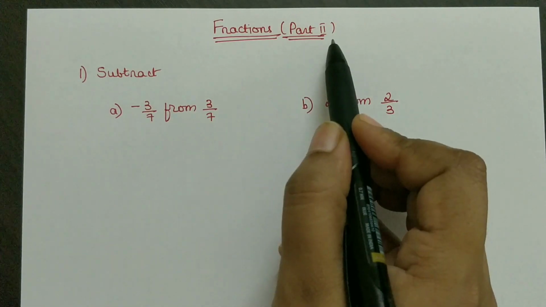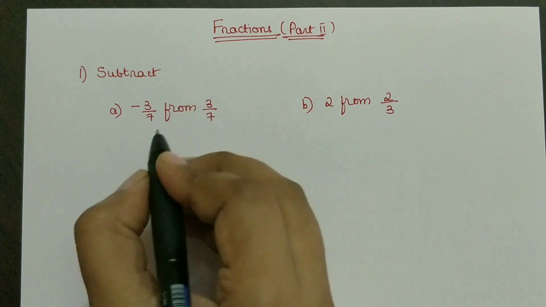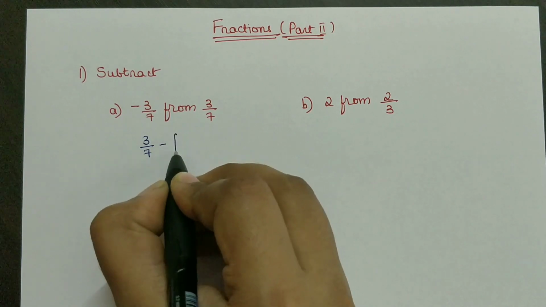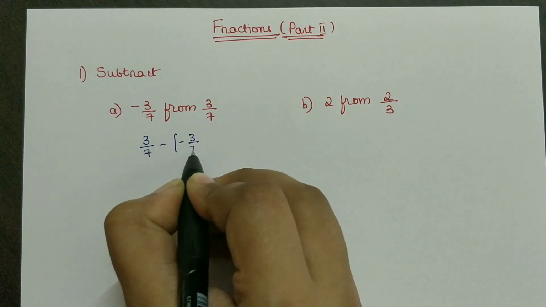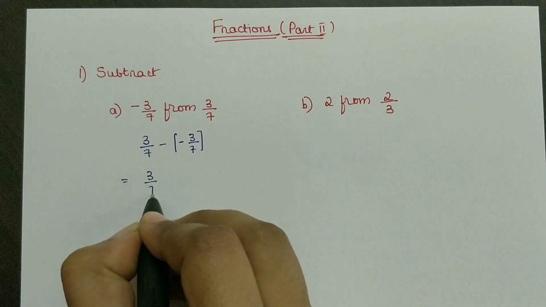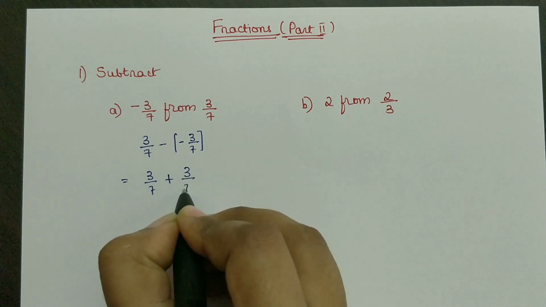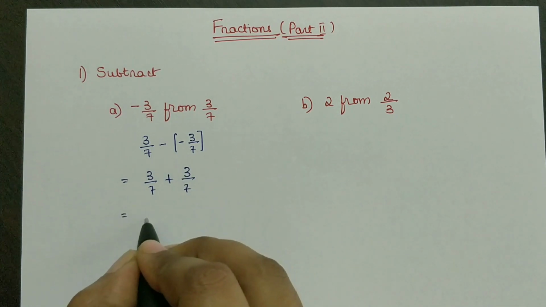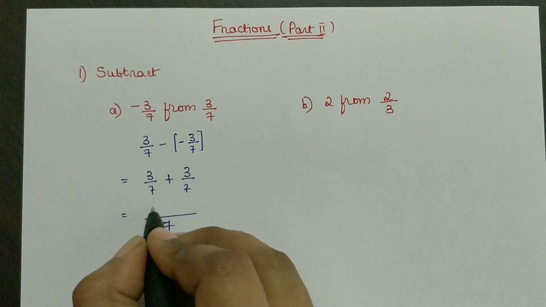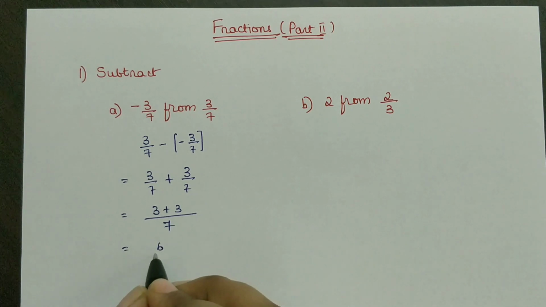Fractions part 2. Subtract minus 3 by 7 from 3 by 7. That is 3 by 7 minus of minus 3 by 7, which equals 3 by 7 plus 3 by 7. Like fractions, so keep the denominators the same and add the numerators. 3 plus 3 equals 6 by 7.